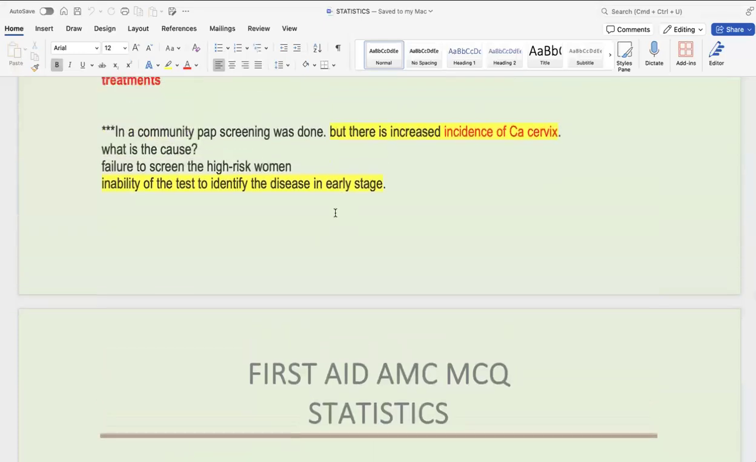earliest stage. Now you understand, because we just discussed that if people are taking the test, but the test is not able to find the disease in the earliest stage, then yes, there will be more incidence of CA cervix because the test was supposed to get it in the earliest stage. So that means this test has low sensitivity. Okay, so that's what they're asking, inability of the test to identify the disease in the earliest stage.